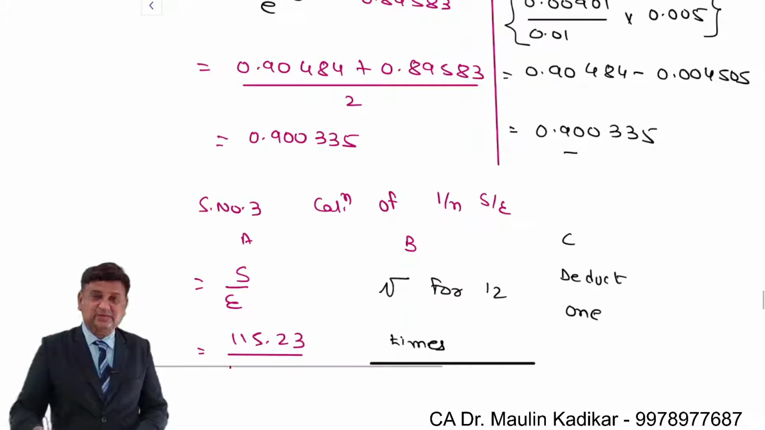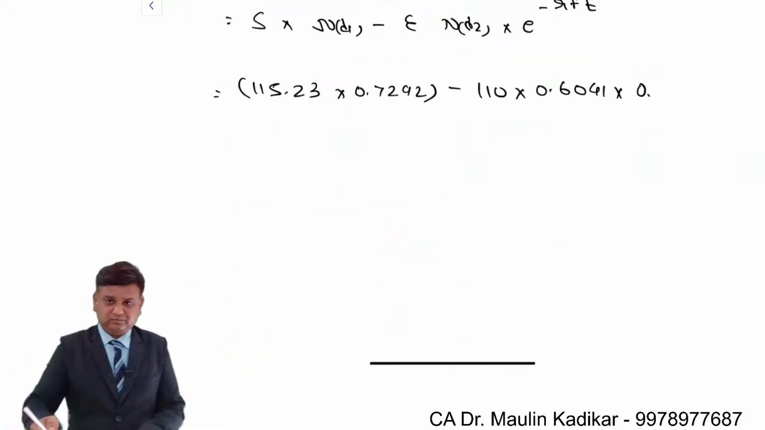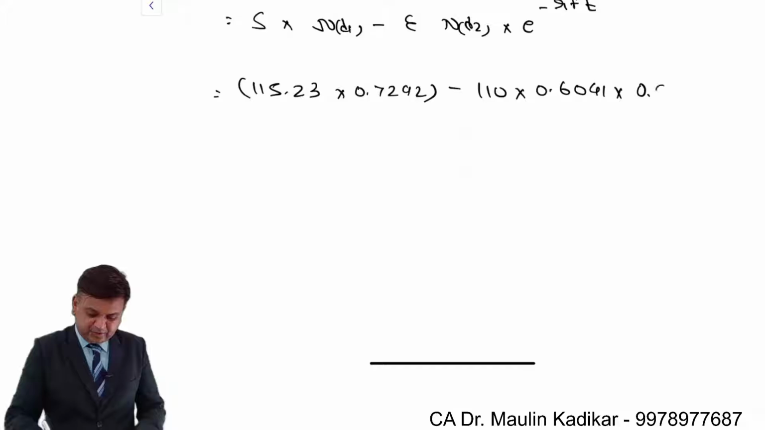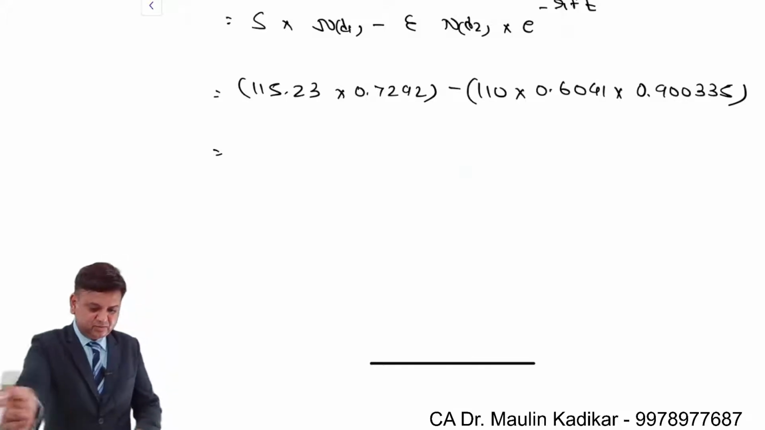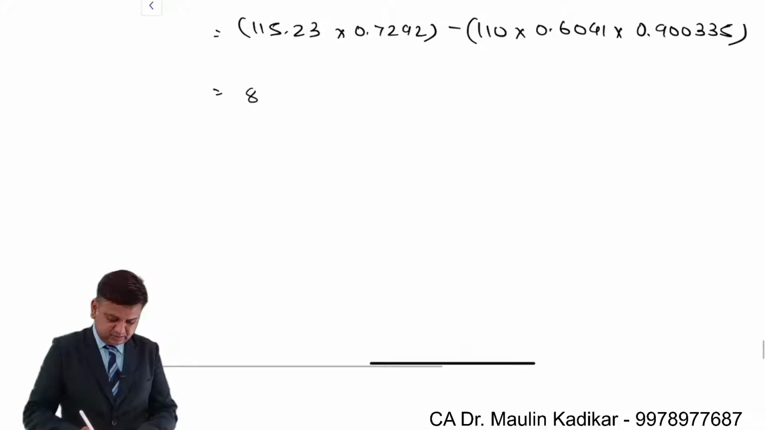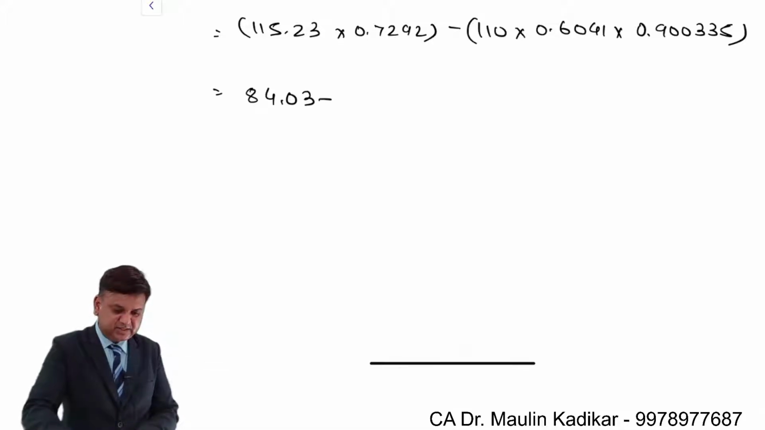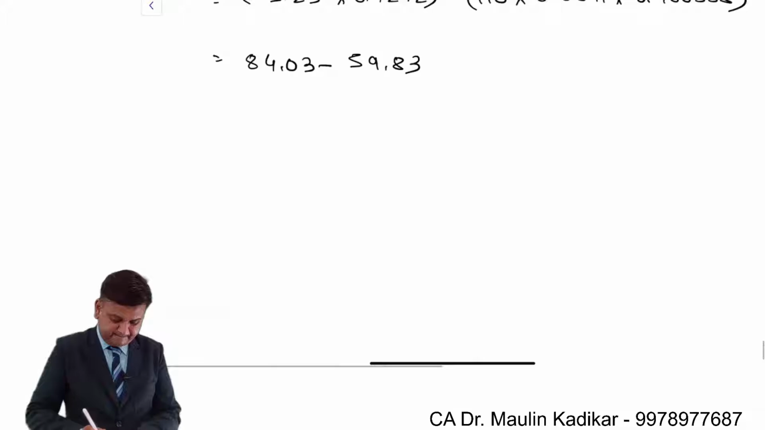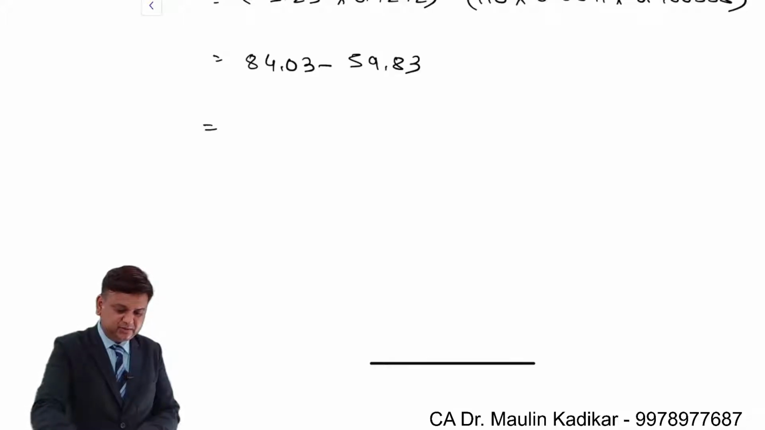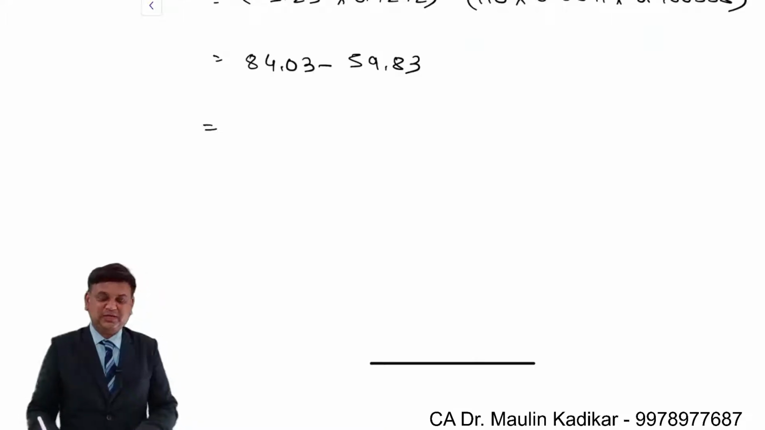It is 0.900335. So 0.900335. So 115.23 into 0.7292. So 84.03 minus 110 into 0.6041 into 0.900335. So it is 59.83. 84.03 minus 59.83. So it is 24.20.